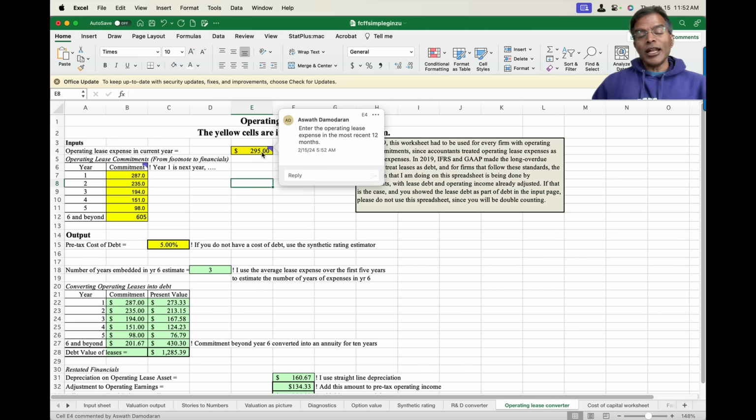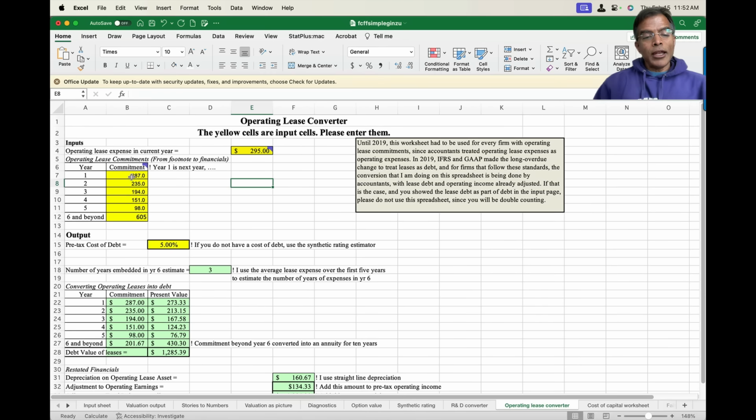You first have to enter the lease expense from this year, which should be in your footnotes. It should say operating lease expense from the most recent 12 months was $295 million in the case of Amazon. And if you stay in those footnotes, it'll give you a table. In the case of Amazon, the table gives me lease commitments each year for the next 5 years and a lump sum for lease payments beyond year 5.